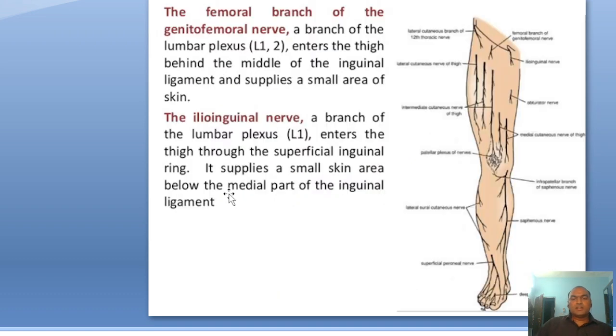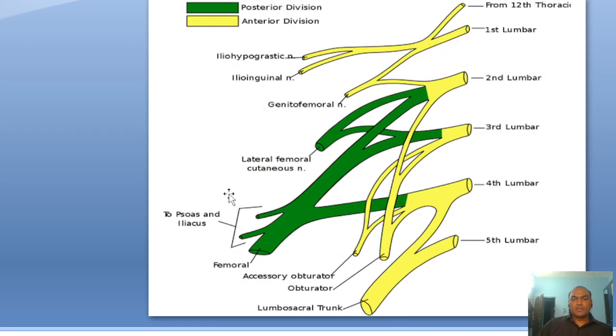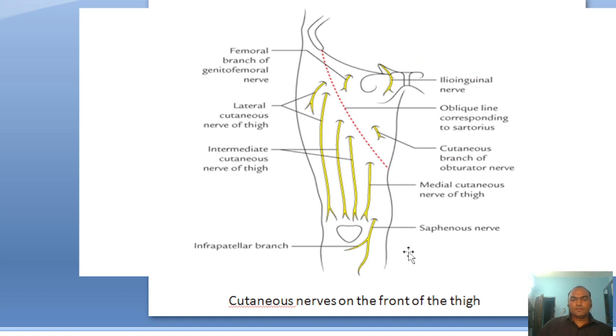So these are the cutaneous nerves of the front of thigh. The ilioinguinal nerve supplies only a small area on the medial side of inguinal ligament. This is the genitofemoral nerve supplying the skin overlying the femoral triangle, and this is the lateral cutaneous nerve of thigh, and the intermediate and medial cutaneous nerves of thigh.